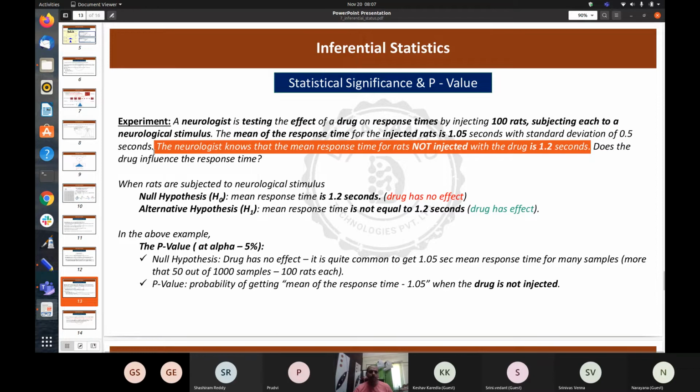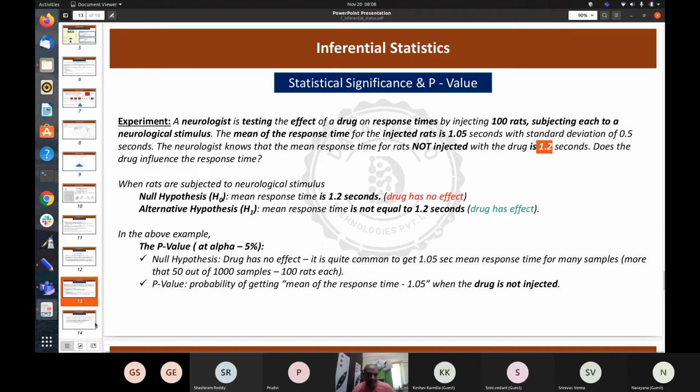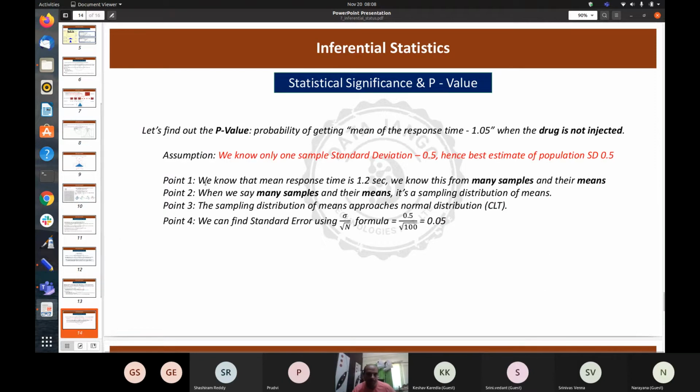Did you get that statement? Yes. Right? This is the sampling distribution's mean. They have taken, that means the experiment was done many times and means were taken, and the mean of means is what we actually try to speak of. This is the sampling distribution's mean, okay?